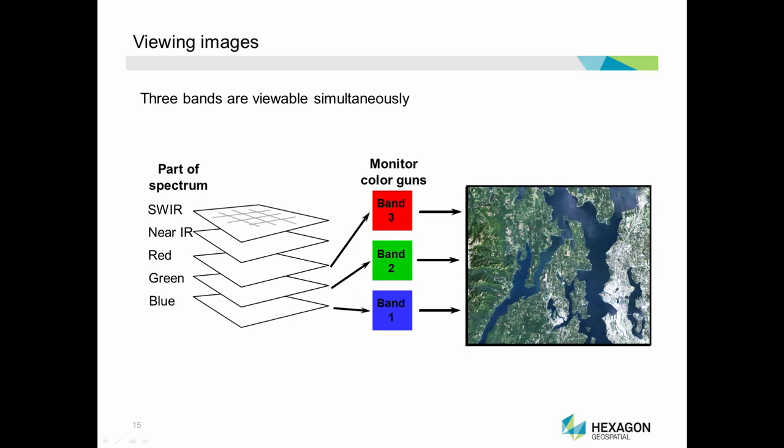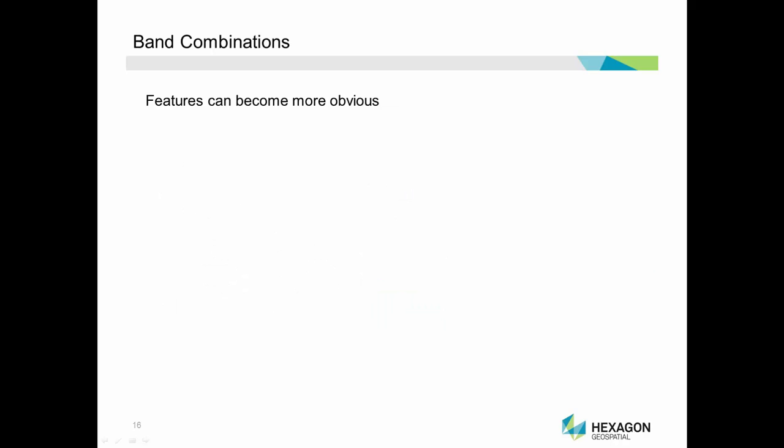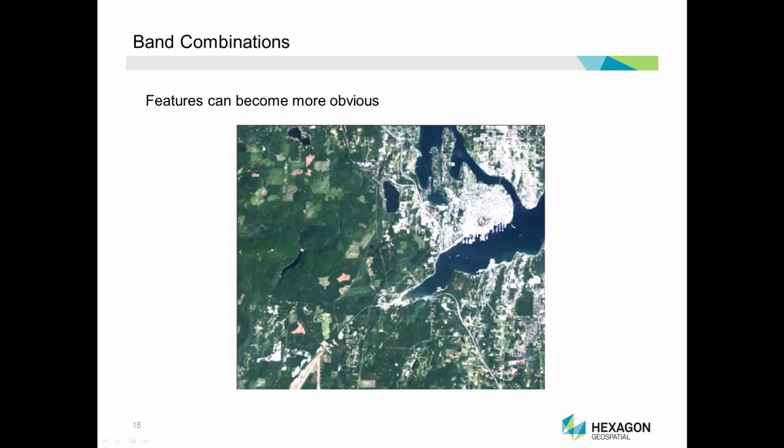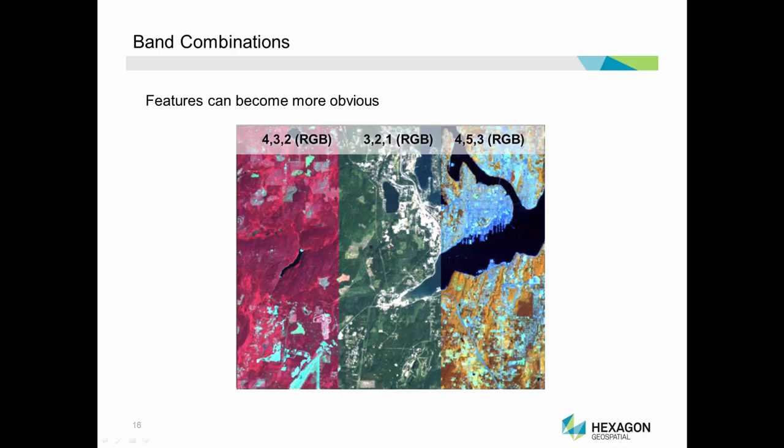Finally, if we want to view the image in true color, we send the red band through the red color gun, the green band through the green color gun, and the blue band through the blue color gun. The image is now displayed using natural colors. Through this example, we can see that by using different band combinations, different features become more obvious. We can use these band combinations to help locate and extract the information we are most interested in.